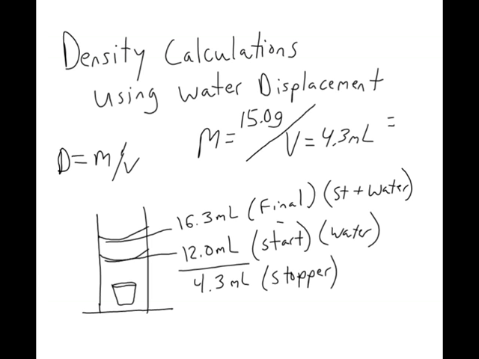Sorry about that delay. 3.49. So our density is going to be 3.49. Our units will be grams per milliliter. And there you go. Congratulations.